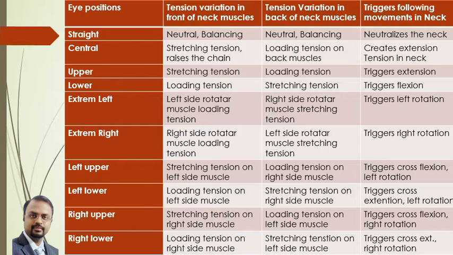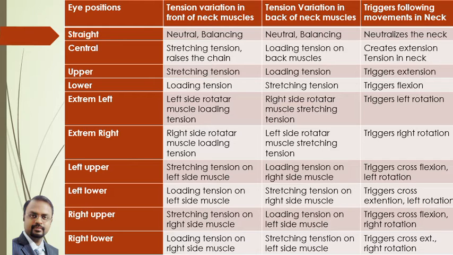Going further down and identifying the upper gaze, that is looking higher without moving the neck, looking higher in the air or sky, stretches or creates the stretching type of tension in the front muscles of the neck, and the same gazing will create the loading tension in the back of the muscles in the neck. This triggers the extension of the neck.